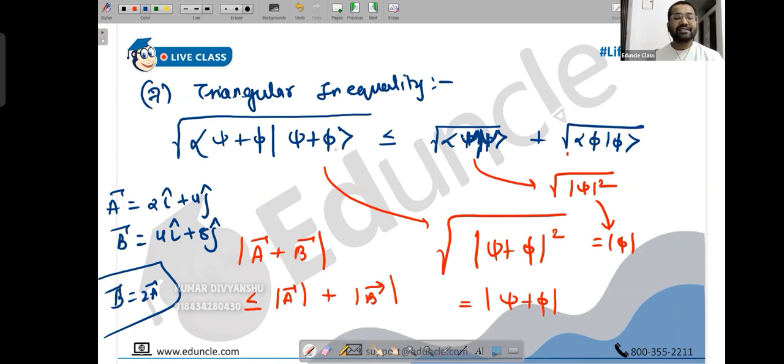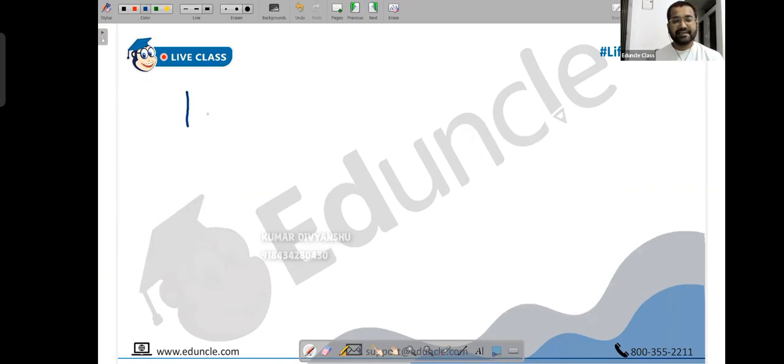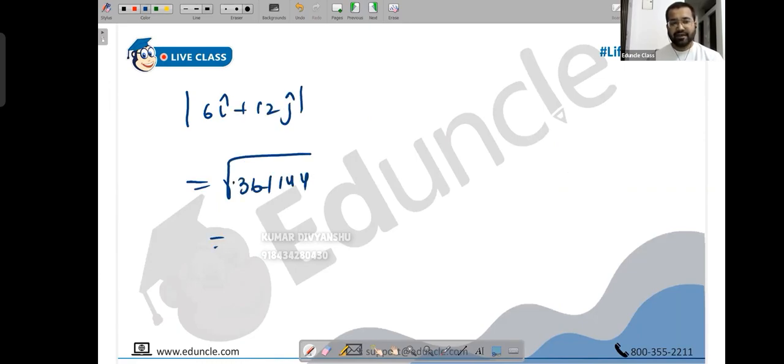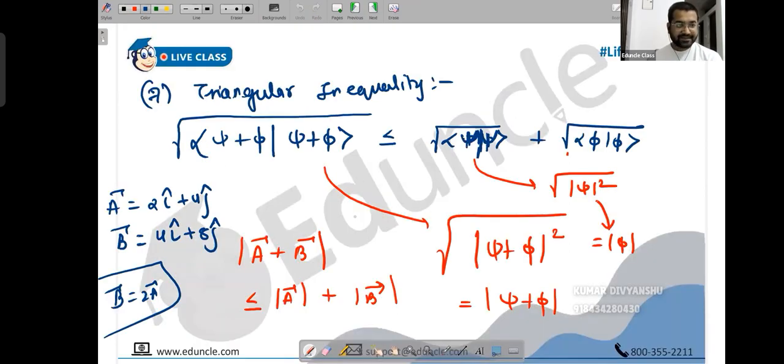Magnitude of A vector plus B vector. So that's 2 plus 4 is 6, 4 plus 8, 12. So LHS is 6 i cap plus 12 j cap. So that's under root of 36 plus 144, so that's under root of 180. Next, less than or equal to magnitude of A vector.